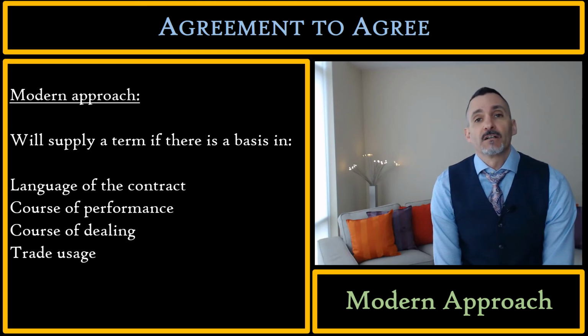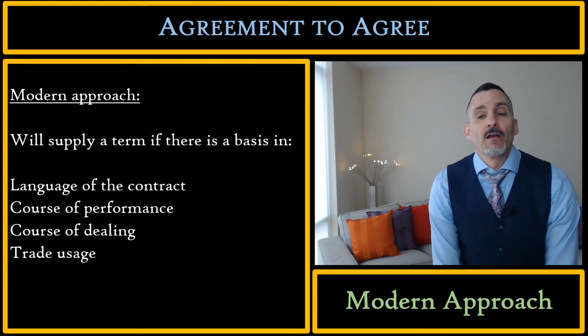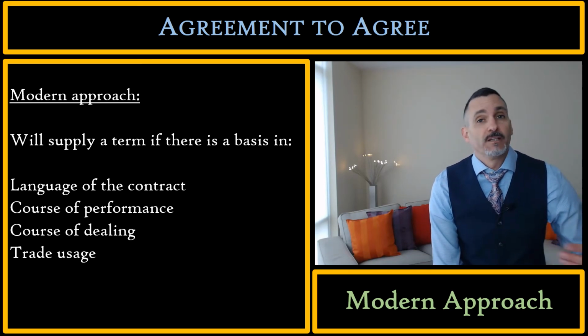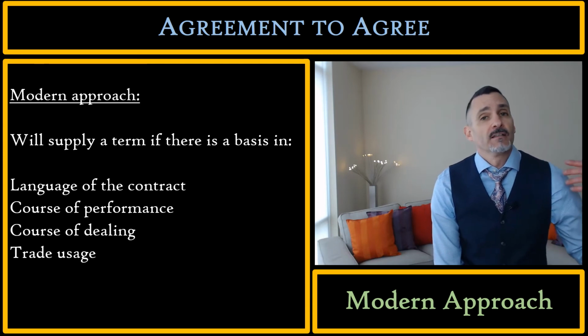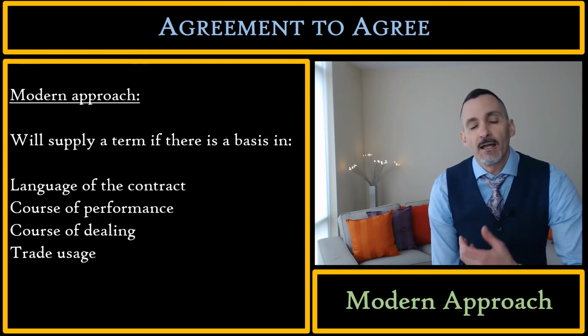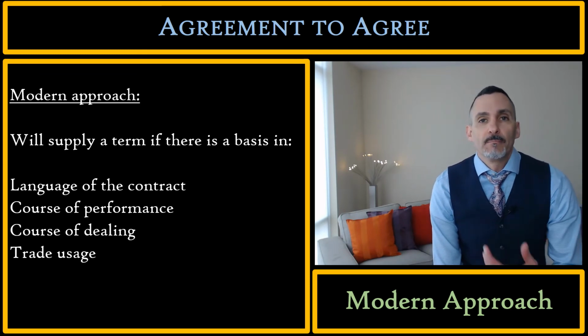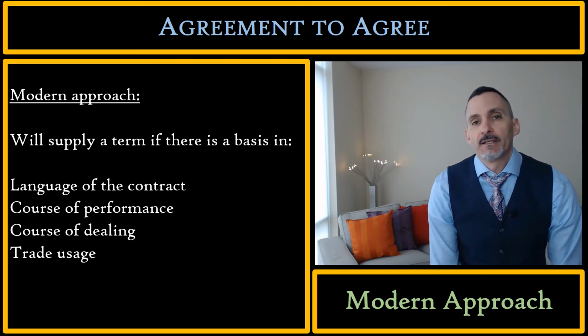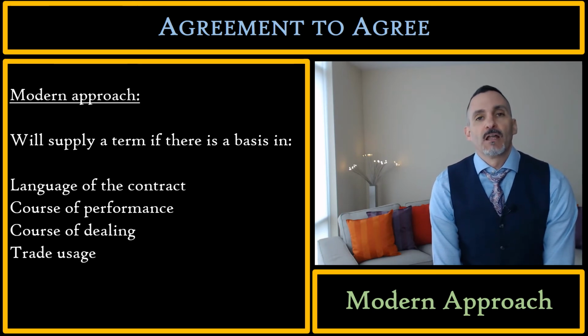If the parties haven't done it under this contract, maybe they've done it under past similar contracts, and the court can look at that and say, listen, you've dealt with this issue under past contracts, this is how you resolved it, now I'm going to supply the material term for you based on what you've done in past contracts. Finally, trade usage might give the court some context, some basis for supplying a material term.